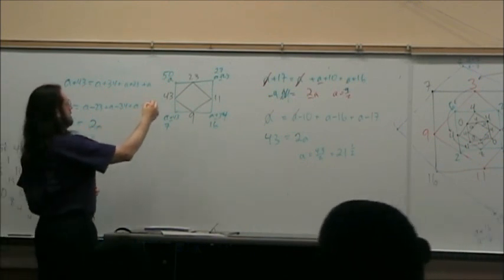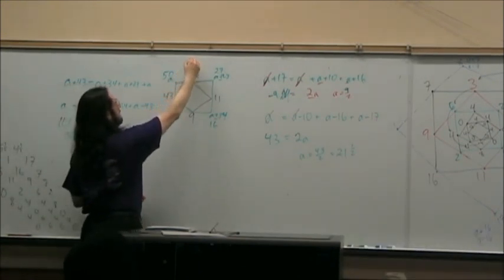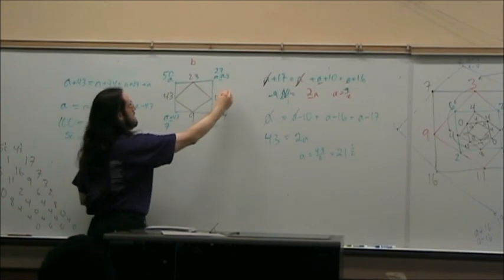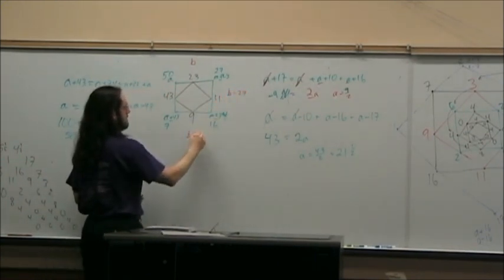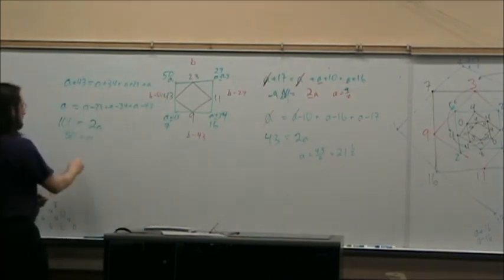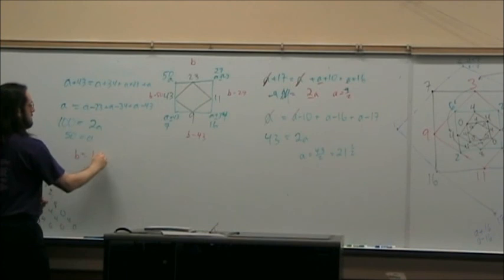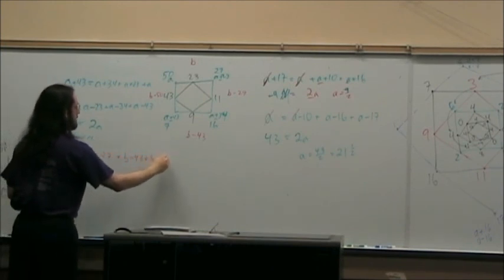If I start with my A, I guess I'll start with it here. Maybe they'll call it a different letter to avoid confusion. It would be B minus 27, and B minus 27 plus 16 is 43, B minus 50. So you have B equals B minus 27 plus B minus 43 plus B minus 50.